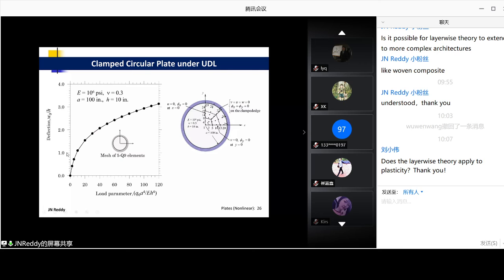So when W over H is greater than or equal to 1, it will definitely start showing nonlinearity. So this is a very good guideline. Every time you do linear analysis, you see how much deflection there is. If that deflection is larger than the thickness, you must know that you must do the nonlinear analysis.